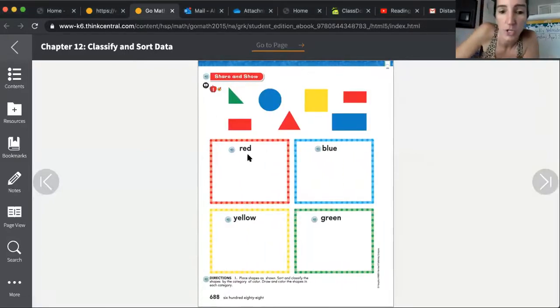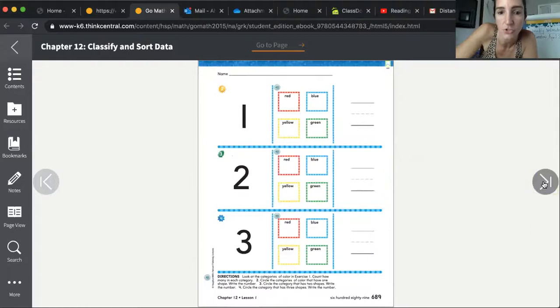On this page, you're gonna see boxes with colors: red, blue, yellow, green. You are going to put the shape in the box it belongs. Now, obviously we can't move these shapes, so you could draw them. So, oh, this rectangle's blue, so draw a blue rectangle here. Oh, this circle's blue, put it here. Okay, so you're gonna draw the shapes in each category. And that's it for that page.